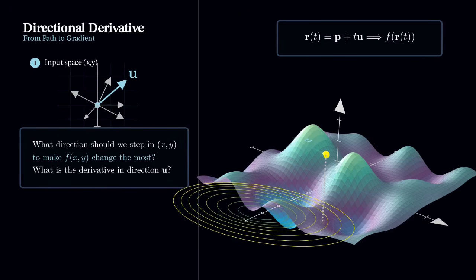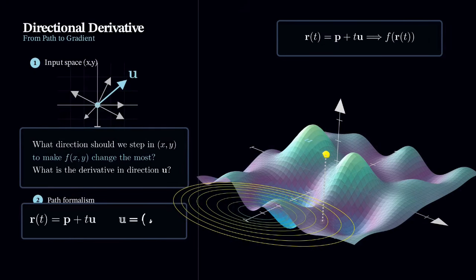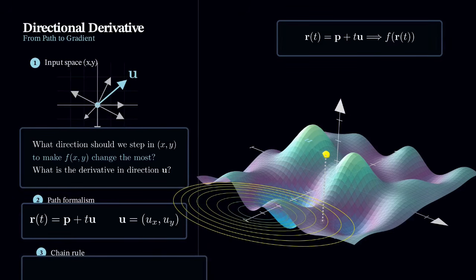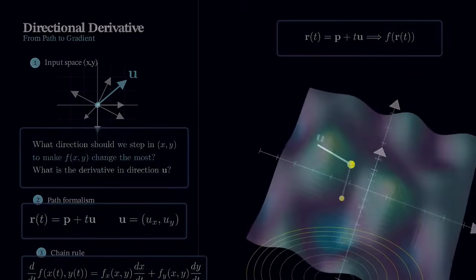So we model this by defining a straight path r of t equals p plus t times u, where x and y have been parameterized by t. Now, we take the derivative of this function with respect to time, and using the chain rule definition, we get this directional derivative. Let's unpack this definition carefully.